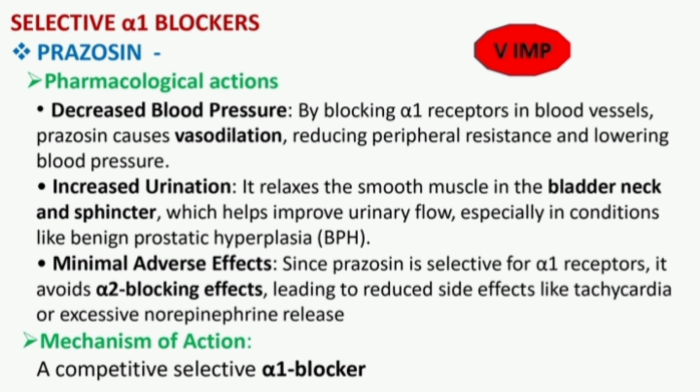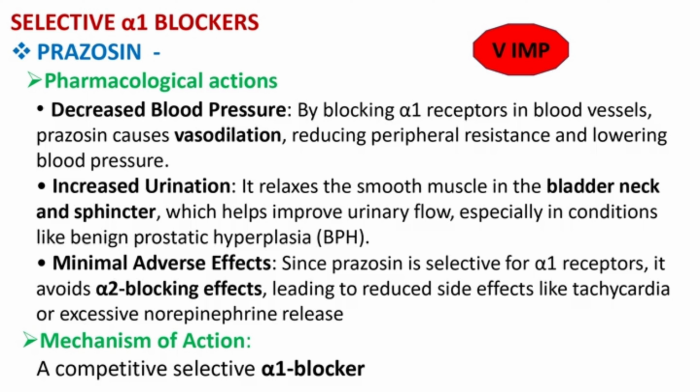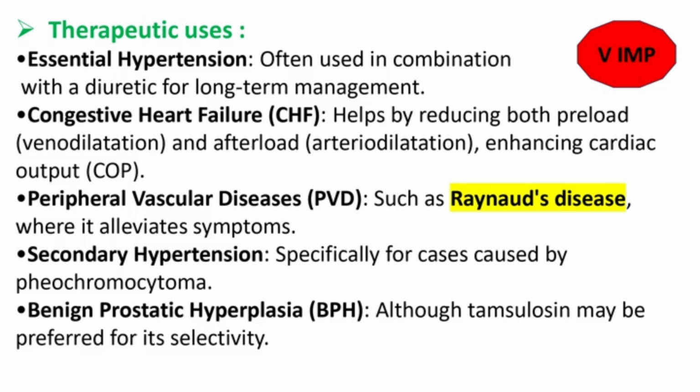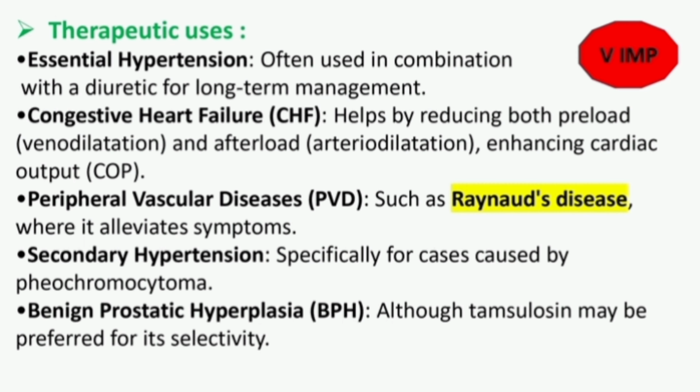And the next point we are discussing here is the therapeutic uses of prazosin. The main uses: it's used in essential hypertension because it's a selective alpha 1 blocker, so we can use these drugs in combination with a diuretic for long-term management. The next one is congestive heart failure. It helps by reducing both preload and afterload, that means venodilation and arteriodilation, so it's enhancing the cardiac output also.